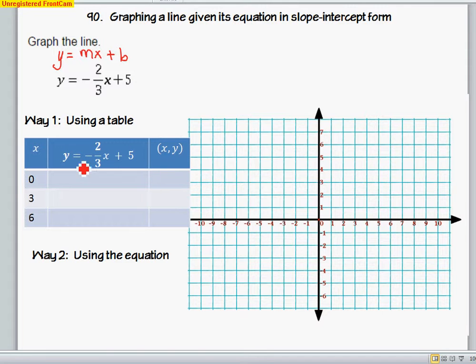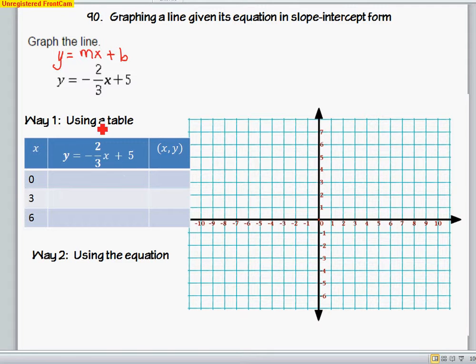Now, in ALEKS, it has you use a table to find the coordinates needed for this line. Yes, that is one way to do this. You can do this for most any equation. Create a table and then get the points and plot them. I have a way two down there at the bottom, which I believe is just faster, easier. But I'm going to show you what they're doing with the table to make sure you understand that process as well.